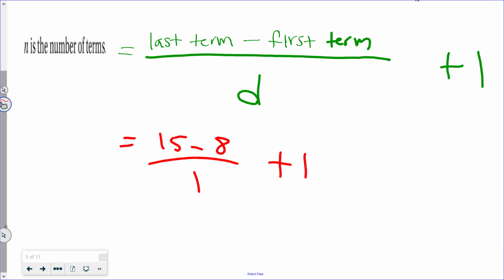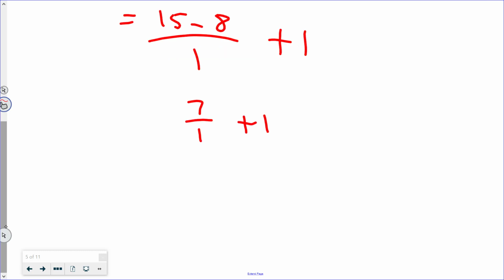15 minus 8 is 7. Divided by 1 plus 1. 7 divided by 1 is 7 plus 1, which is 8. That will work every time. So when the number is a big number like 2,000 or 156, last term minus first term divided by the common difference plus 1.